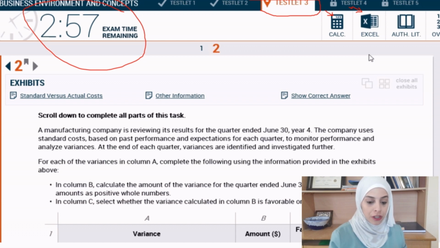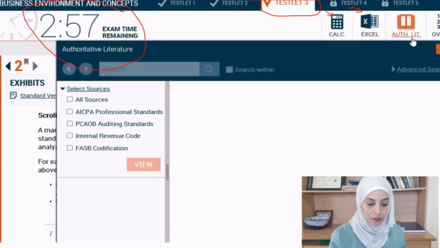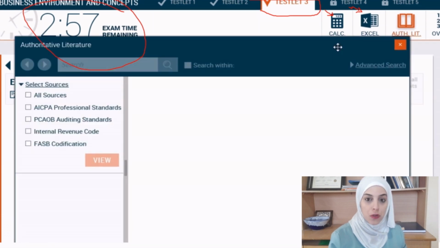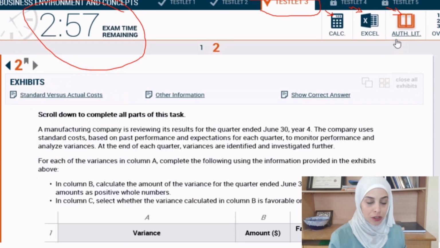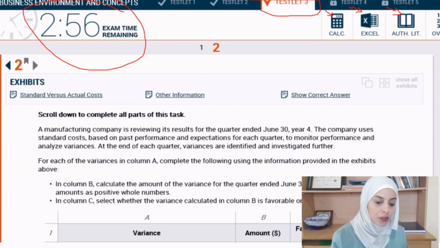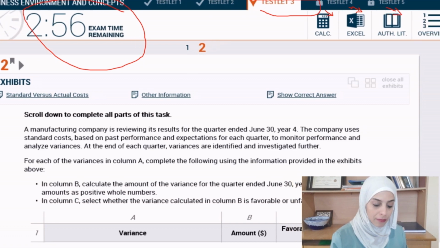Authoritative literature. Here's the authoritative literature. I don't recommend using the authoritative literature for non-research task-based simulations because it will waste your time unless you really need it, and unless you are really stuck and need to search for something quickly. So you should use it when you need it, really. But I don't advise you to rely on it always. And then here's an overview and the help button.